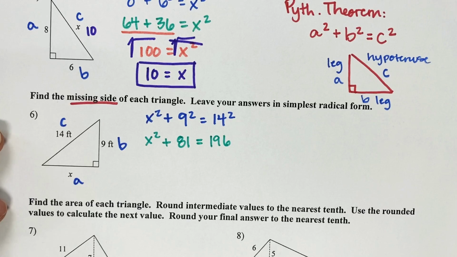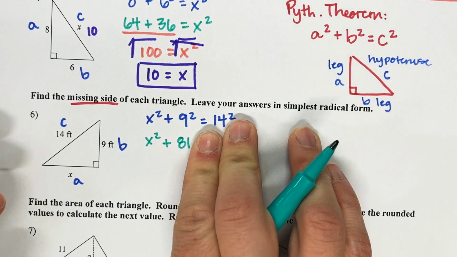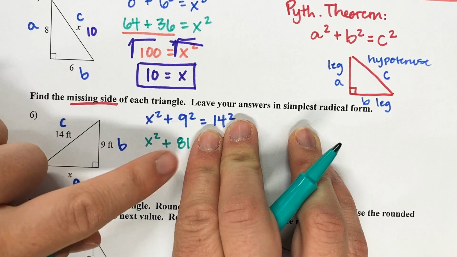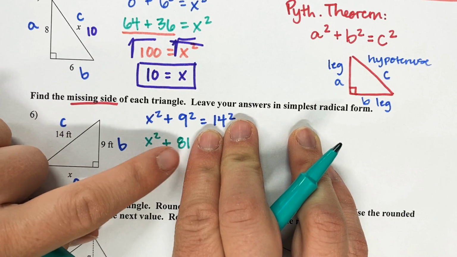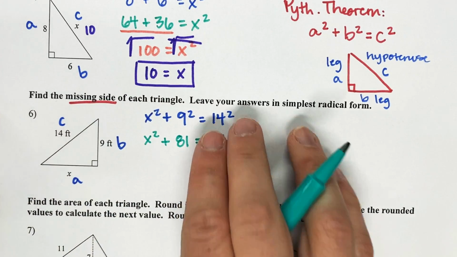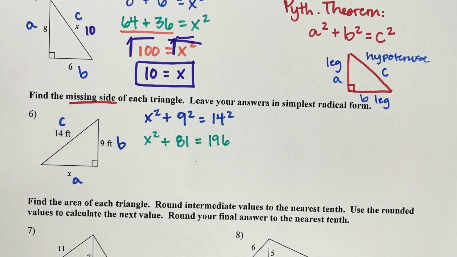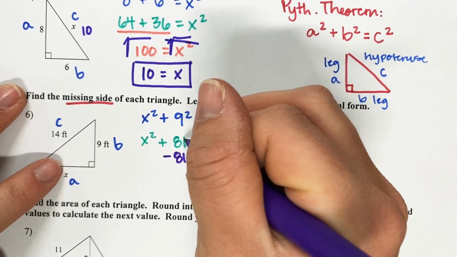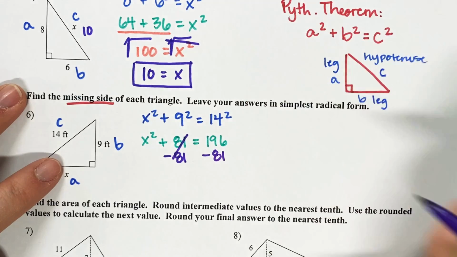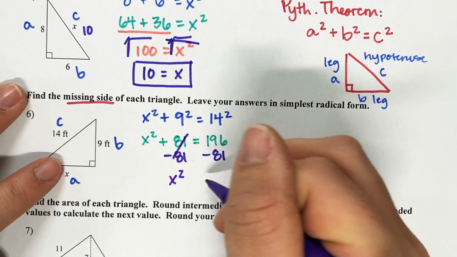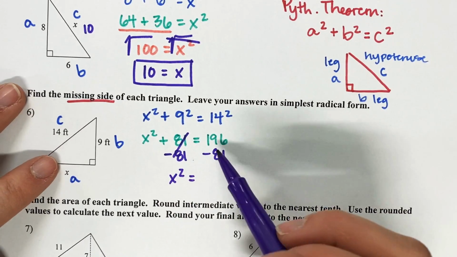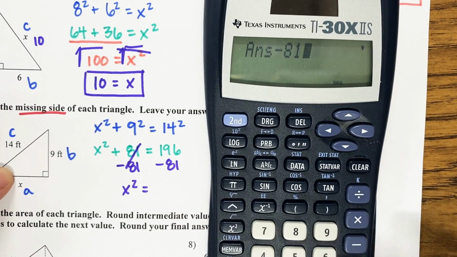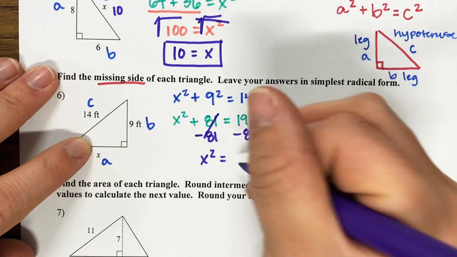Okay, beautiful. So now looking at this side with my X, because I need X to be by itself. What do I need to get rid of first? The square or the plus 81? We need to get rid of the plus 81 first. And how do I do that? Okay, we need to subtract 81 from both sides. Subtract 81, subtract 81. We get X squared is left on this side, equals, what is 196 minus 81? Okay, well, minus 81. We get 115.